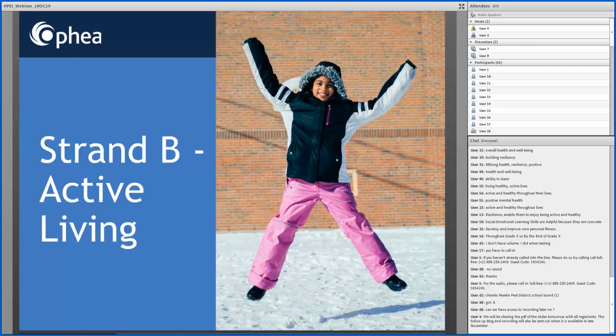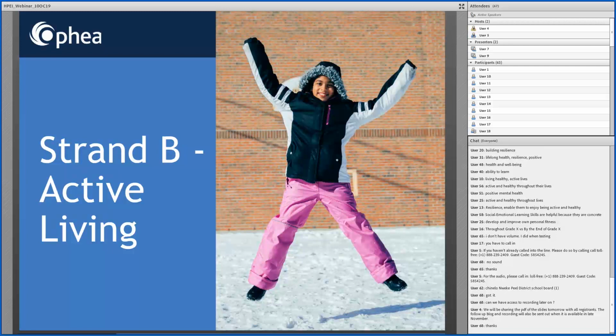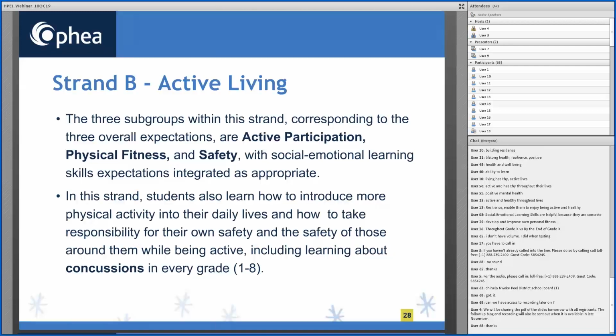Okay. So I'm going to be giving, in the next few slides, just a brief overview of Strand B, C, and D. So we're going to be looking at active living as the first strand, or Strand B, I should say. We know that in this strand, students are learning how to introduce more physical activity into their daily lives and how to take responsibility for their safety and the safety of others while they're being active.